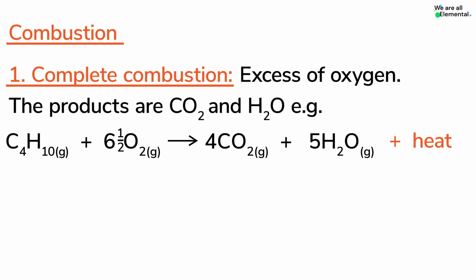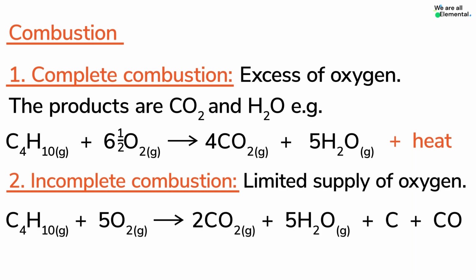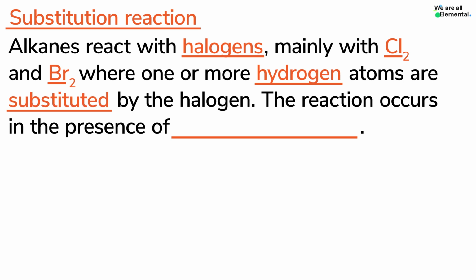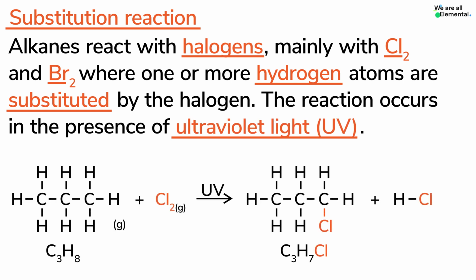Sometimes there's a limited supply of oxygen, and that's incomplete combustion. Here, butane reacts with oxygen to form carbon dioxide, water, and also some carbon monoxide and unburnt carbon. In substitution reactions, alkanes react with halogens, mainly with chlorine and bromine, where one or more hydrogen atoms are substituted by the halogen. And this reaction occurs in the presence of ultraviolet light. So, for example, if you have a compound like propane, it reacts with chlorine to form chloropropane and hydrochloric acid.